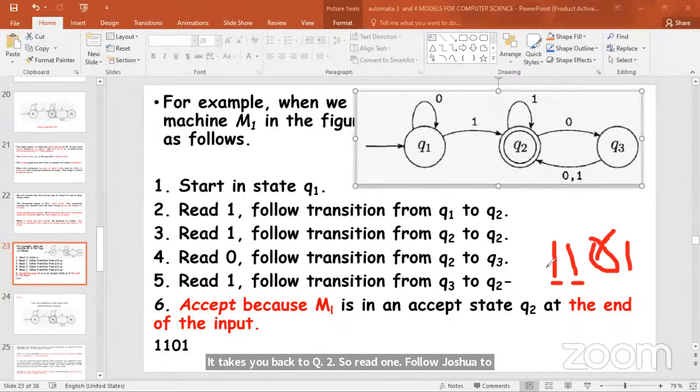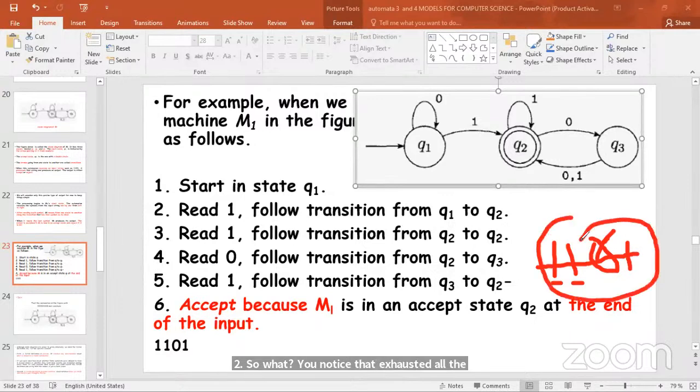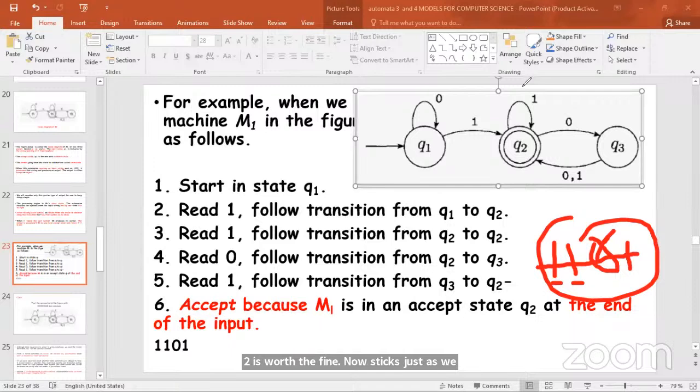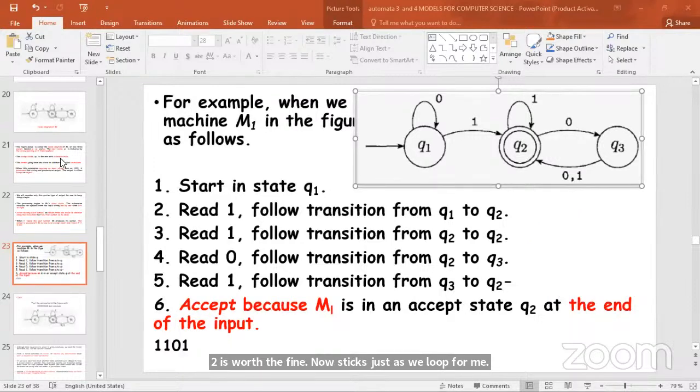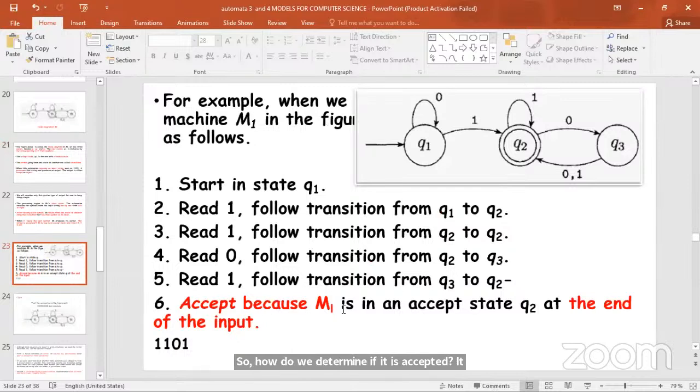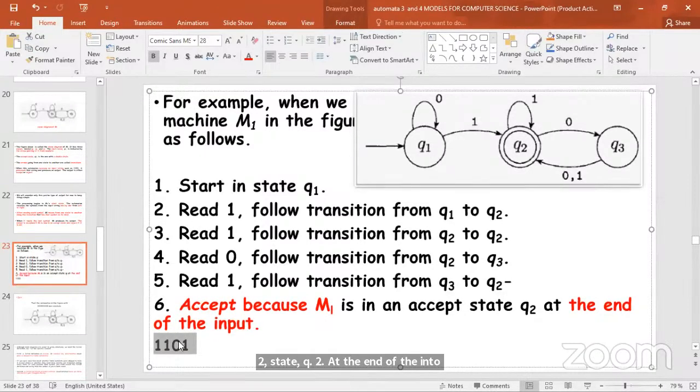What you notice is that, having exhausted all the symbols in this string, the automaton arrived at Q2. And Q2 is the final state. Just as we defined here, when the automaton receives an input string such as this, it processes that string and produces an output. The output is either accepted or rejected. How do we determine if it is accepted? It is accepted because M1 is at an accept state. An accept state is this place that has this double circle, which is Q2. At the end of this input string, we're able to arrive at Q2.